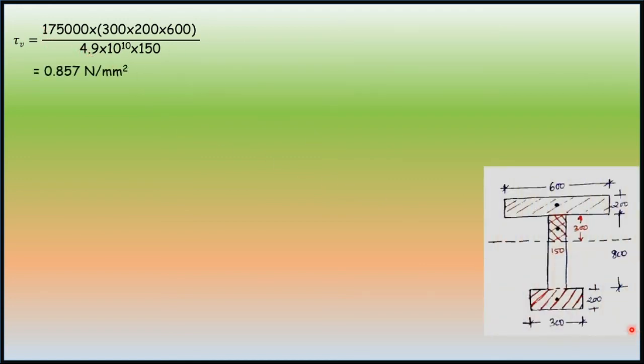Ft is, again, we know that. Now, tau v is 175,000, calculating for the bottom junction. So the bottom junction is 300 into 200, the distance is 600 from the center. So from here to here we know that it is a total of 700, the distance YB, out of that 100 is deducted, so the total is 600 that we have to consider at this point. Now b, the width at the junction, this value of the width b we have to consider. So that is the shear stress that we are going to consider.